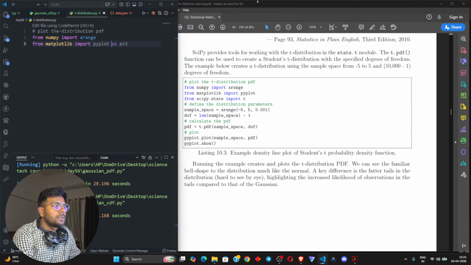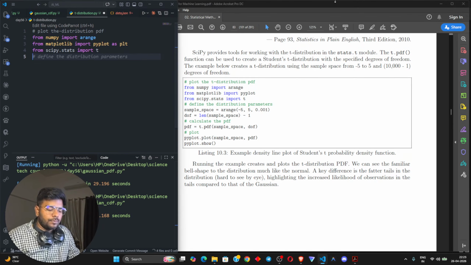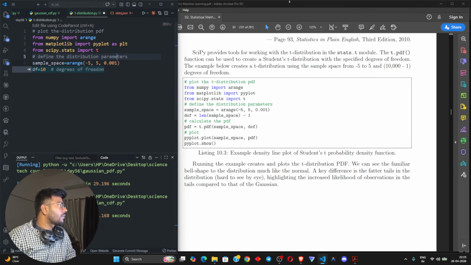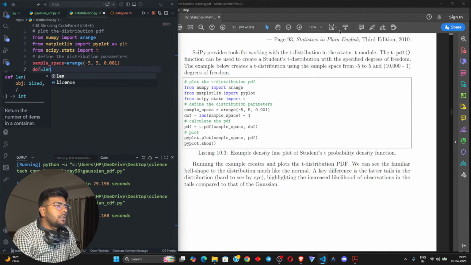Import pyplot as plt, from scipy.stats import करेंगे हम t को, और फिर उसके बाद हम कर रहे हैं define the distribution parameters, sample space, range -5, 5, 0.01. Degrees of freedom is equal to length of the sample space minus 1.